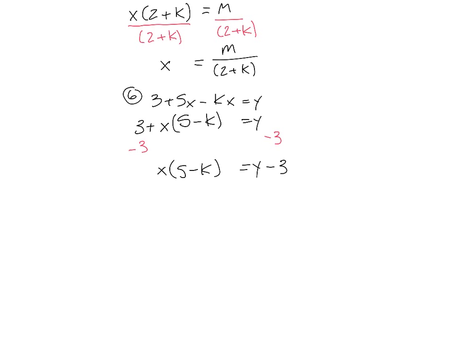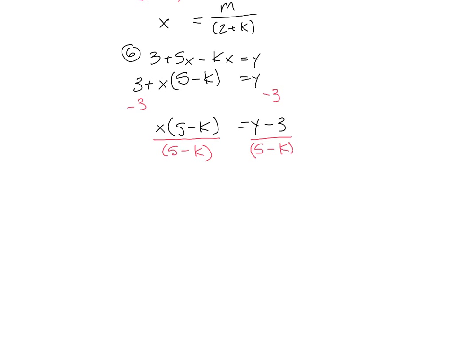And now we need to eliminate this 5 minus k factor. So we're going to divide by 5 minus k over here. And we're going to divide this side as well by, oops, forgot my parentheses, 5 minus k over here. And then we end up with x all by itself equals y minus 3 over 5 minus k. And we're done. Put a little box over it because that looks pretty.